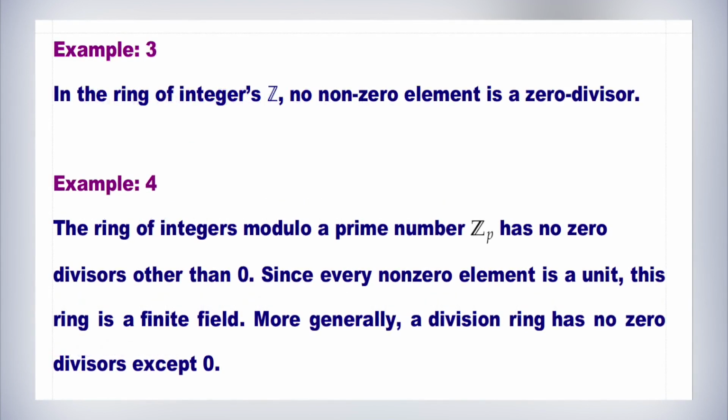Next, let us see the third example. In the ring of integers Z, no non-zero element is a zero divisor. The fourth example is the ring of integers modulo a prime number, Zp, which has no zero divisors other than 0, since every non-zero element is a unit. This ring is a finite field. More generally, a division ring has no zero divisors except 0.